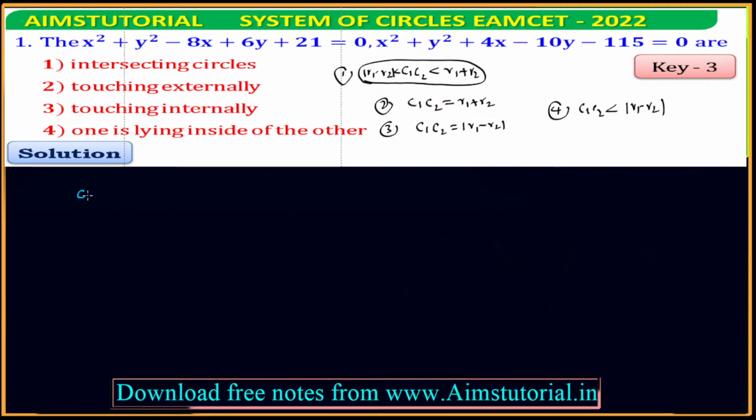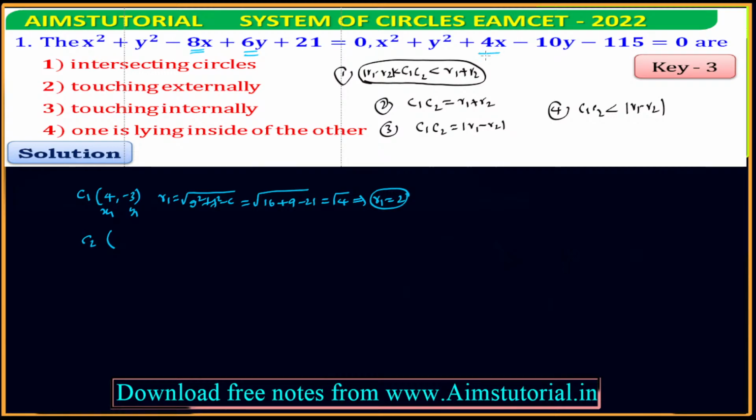C1 means the center of the first circle: half of the x coefficient and y coefficient with opposite sign. So 4, minus 3 is our C1, that is x1, y1, and R1 is root over g square plus f square minus c. That is 4 fours are 16, 3 threes are 9, minus 21. 25 minus 21 is root 4, and root 4 is 2. So R1 is 2.